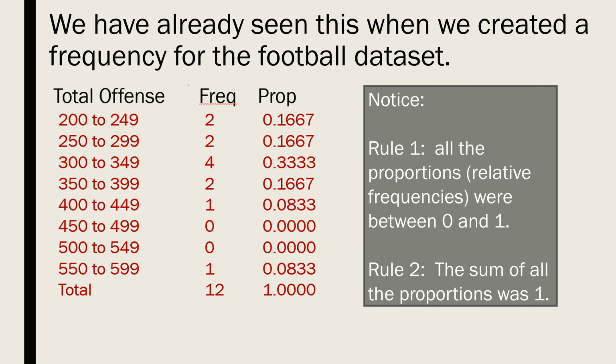We have already seen this when we created a frequency table for the football dataset. We can use this dataset to check two rules of probability. Rule 1. All the proportions, or we say relative frequencies, were between 0 and 1. All numbers in these columns are between 0 and 1. Rule number 2. The sum of all the proportions was 1. You can verify rule 2 by doing this calculation.